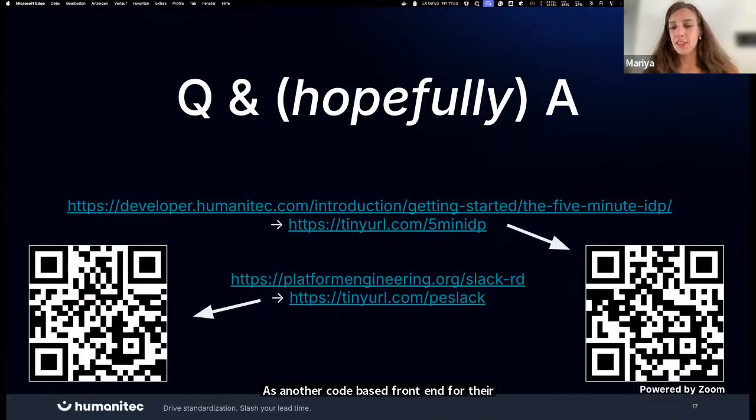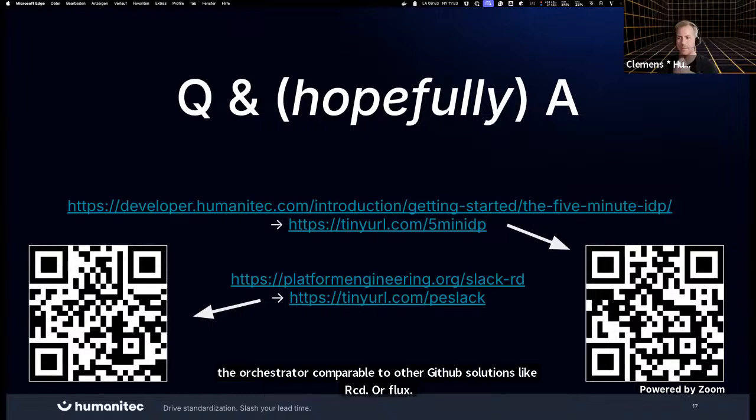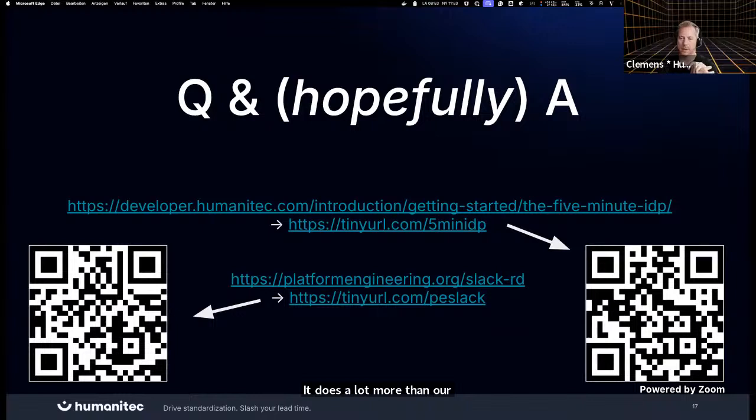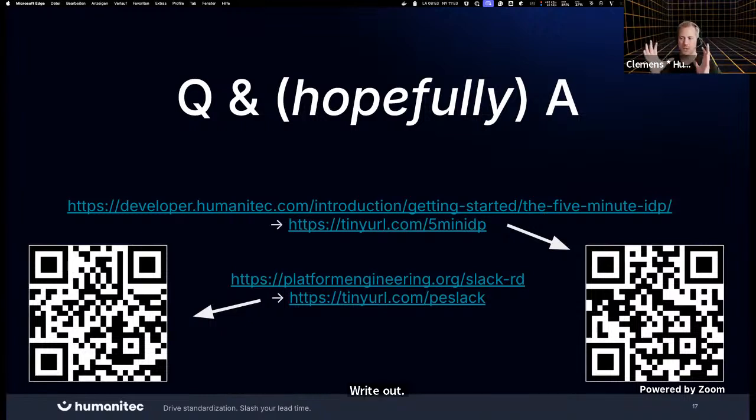Cool. Is the orchestrator comparable to other GitOps solutions like Argo CD or Flux? No, it isn't. It does a lot more than Argo or Flux. In the end, you can turn the orchestrator into a GitOps mode, and you can actually write out deployment schematics, which will then be persisted in Git.